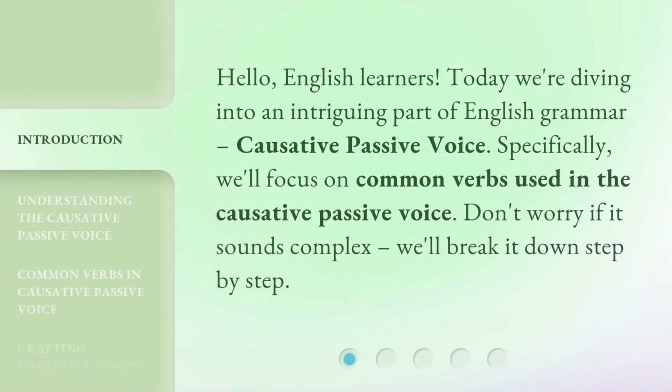Hello, English learners. Today we're diving into an intriguing part of English grammar, causative passive voice. Specifically, we'll focus on common verbs used in the causative passive voice. Don't worry if it sounds complex, we'll break it down step by step.